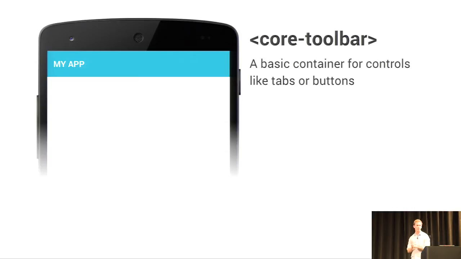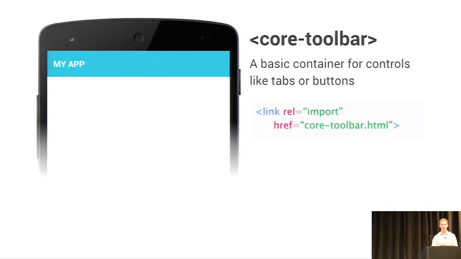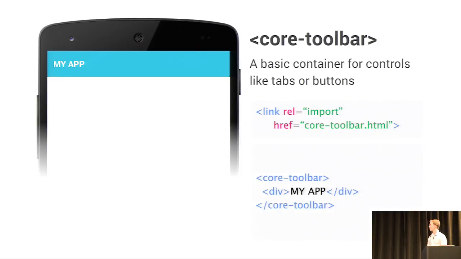So to go over what these elements look like and how you can use them. Core toolbar is an example of an element that we built in Polymer. Brand new HTML element. If you want to import it, you can HTML import it onto your page, and then you can simply use it. So I can put a core toolbar on my page, put a div in it, which is my title. It knows to put that up at the top, aligned left, and that's it. This is it. Also, all the markup that I need in order to get this layout.